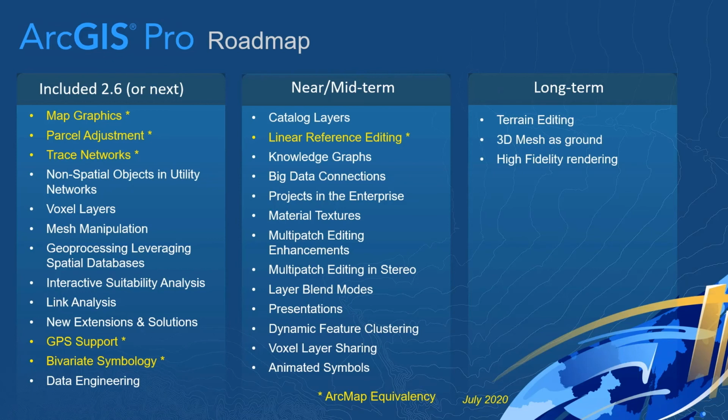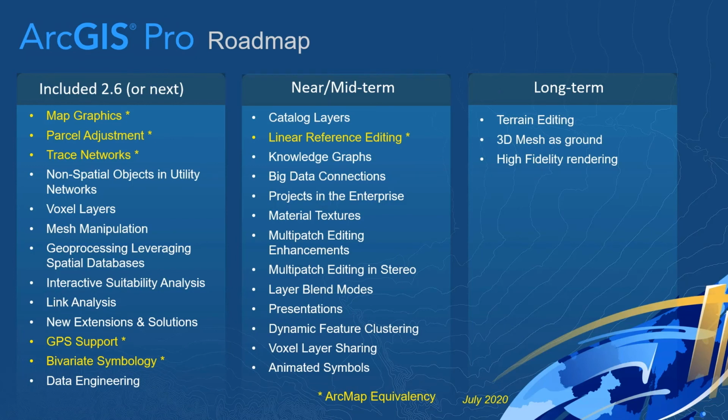Within the midterm, which means the next 2 to 3 releases, some of the highlights are knowledge graphs, which provide a platform-level way to create, visualize, and query a graph network containing entities and relationships. That's going to be a game changer. There's projects and enterprises. It's just much like it sounds. Use your portal to share projects, collaborate, and work more efficiently with others in your organization. And then there's voxel layer sharing. These voxels that we're learning about today, where we'll be able to share voxel scene layers across the platform for use in web, desktop, and mobile apps.